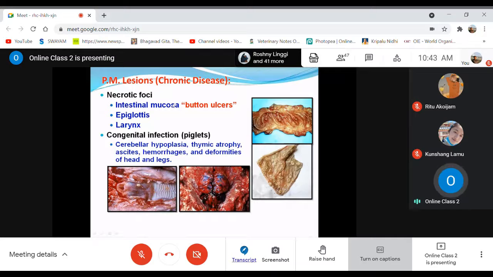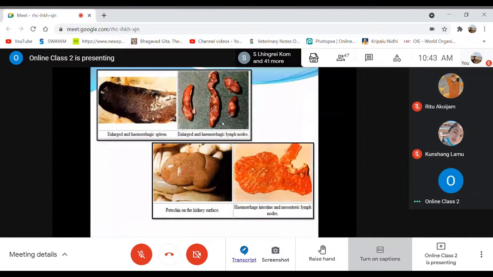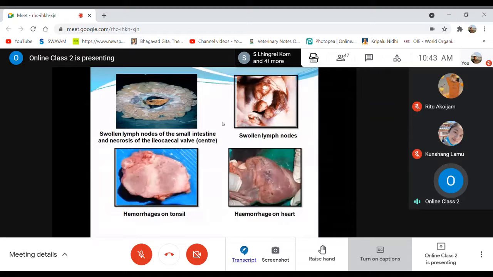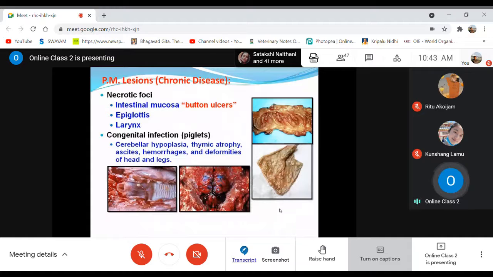Okay, then this is very much common in case of chronic, as I was talking about. Okay, so I have skipped something. So these button-shaped ulcers, then hemorrhagic lesions, and hemorrhagic lesions may be in the tonsil as well as on the heart also. Then the chronic form mostly means, as I am talking about, the typical ulcerative lesions on the intestinal mucosa, particularly the cecocolic junction, and most commonly giving these typical button-shaped ulcers. Okay, in addition to this, there may be a problem of epiglottitis and laryngitis.